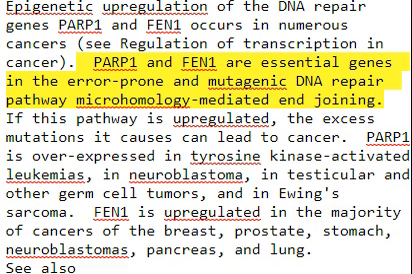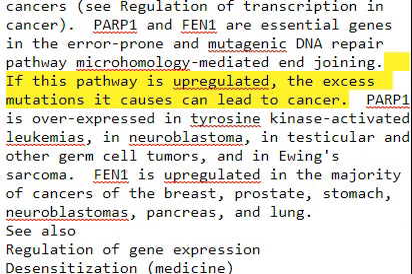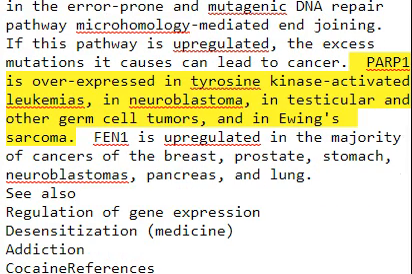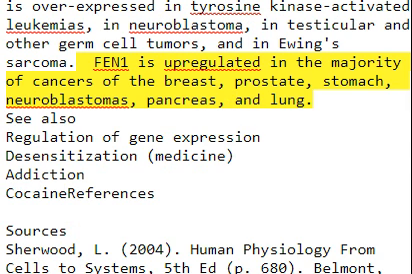PARP1 and FEN1 are essential genes in the error-prone and mutagenic DNA repair pathway microhomology-mediated end joining. If this pathway is upregulated, the excess mutations it causes can lead to cancer. PARP1 is overexpressed in tyrosine kinase-activated leukemias, in neuroblastoma, in testicular and other germ cell tumors, and in Ewing's sarcoma. FEN1 is upregulated in the majority of cancers of the breast, prostate, stomach, neuroblastomas, pancreas, and lung.